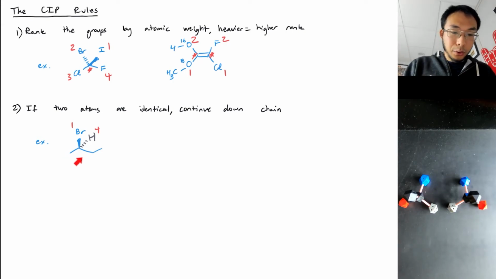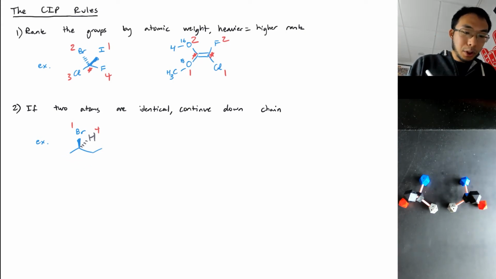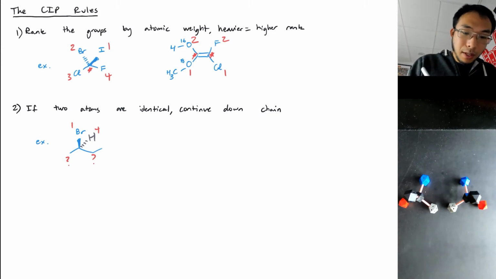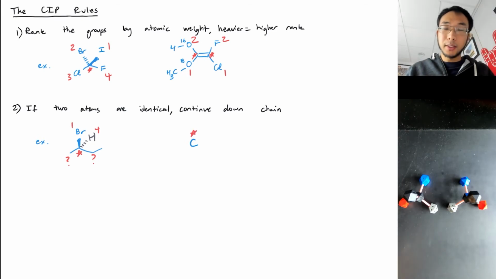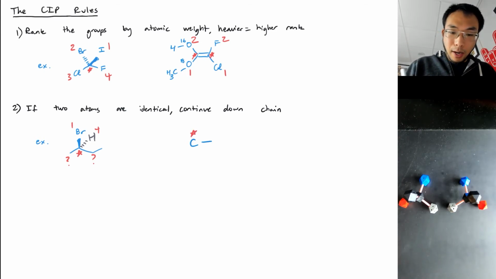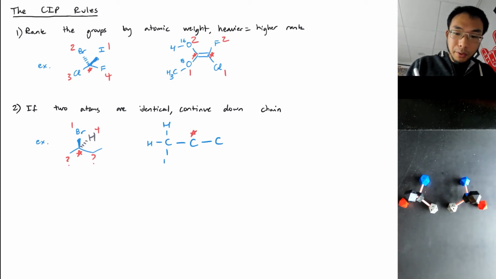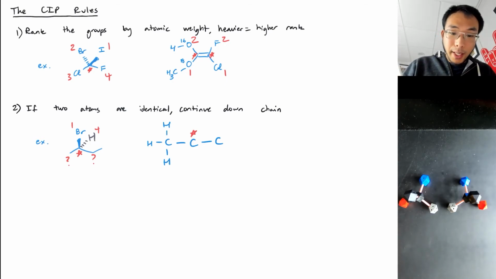However, I have now two carbons, right? So I don't know, just looking at those atoms, which one is the more highly ranked one. So what we're supposed to do is to then go down the chain. And so I think it's helpful to draw this out. So I'm going to start at my carbon that was the central stereocenter, and then I'm going to go outwards. So on the right, it looks like I have a carbon. On the left, I also have a carbon. This left carbon is attached to 3 hydrogens, and the right carbon is attached to 2 hydrogens and a carbon.